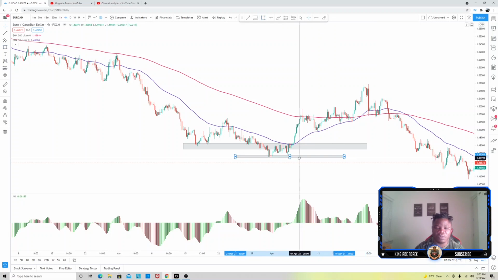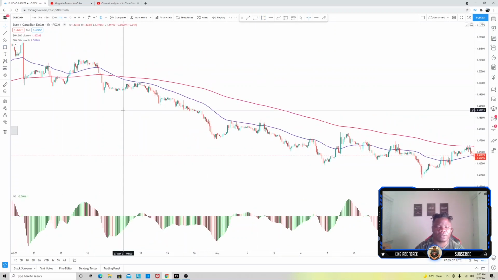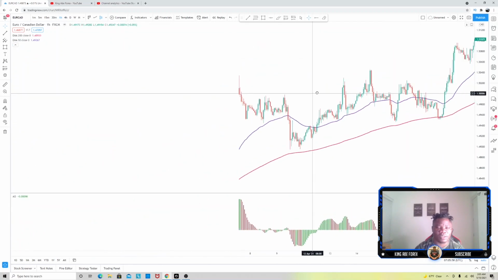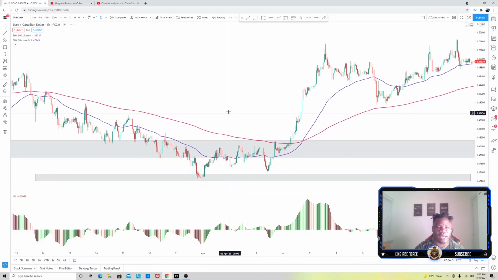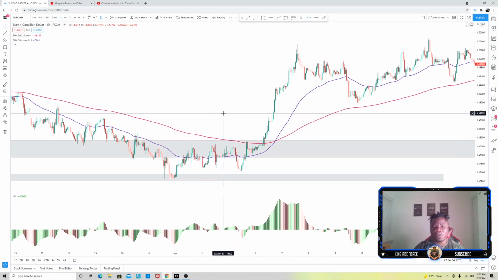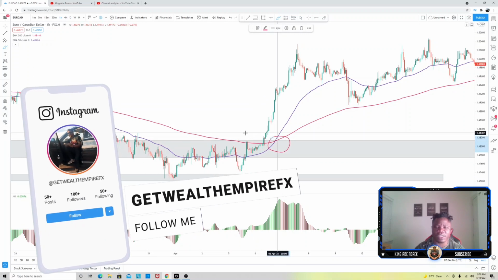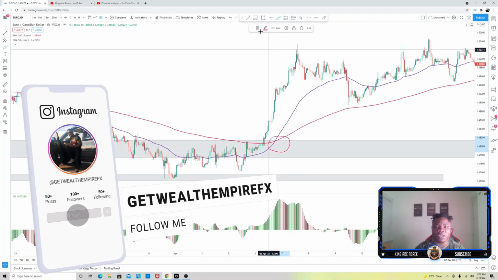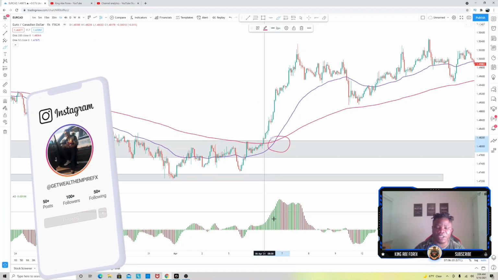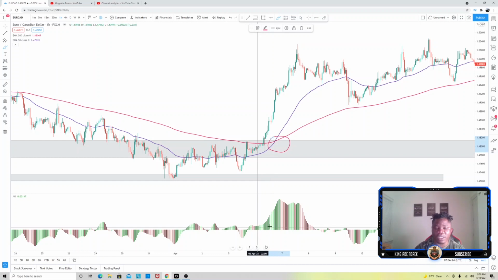Now, once you're done marking up your zones, we're going to go back to the 1-hour time frame. Let's look for that zone. To use this strategy, after you have your zones, what you need to look out for is the 50 crossing the 200 EMA. That's number one. Number two, you have to make sure that this Awesome Oscillator is green and is above your zero line.